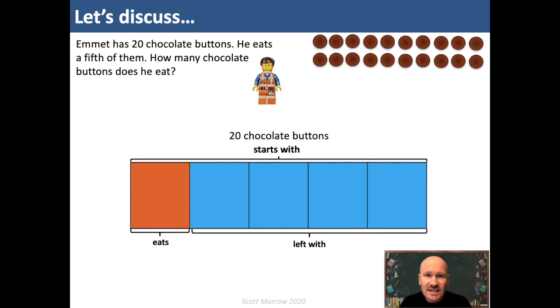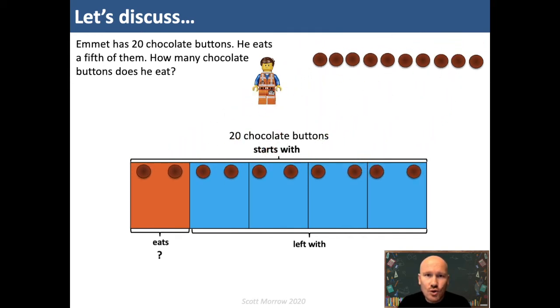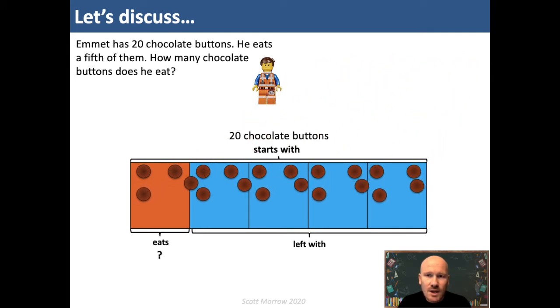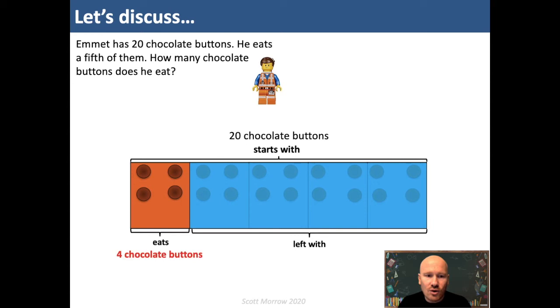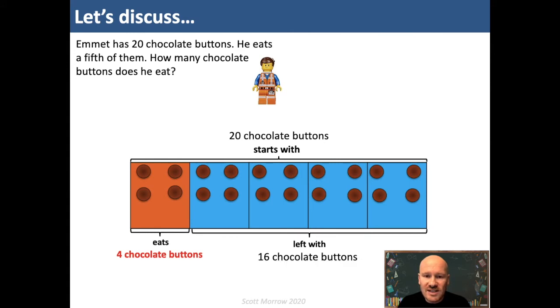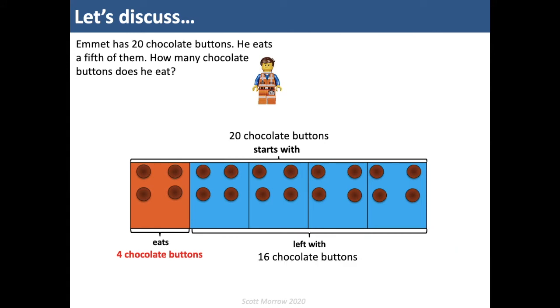We're interested here in how many he eats, so that's where our question mark's going to go. And now that we've done that, we can share out those chocolate buttons. I can give 1 to each part, 2 to each part, 3 to each part, and a 4th chocolate button to each part. So we can see there that he eats 4 of those chocolate buttons. And we can also put in the amount that he's left with. I can see he's got 4 lots of 4, which is 16 chocolate buttons.